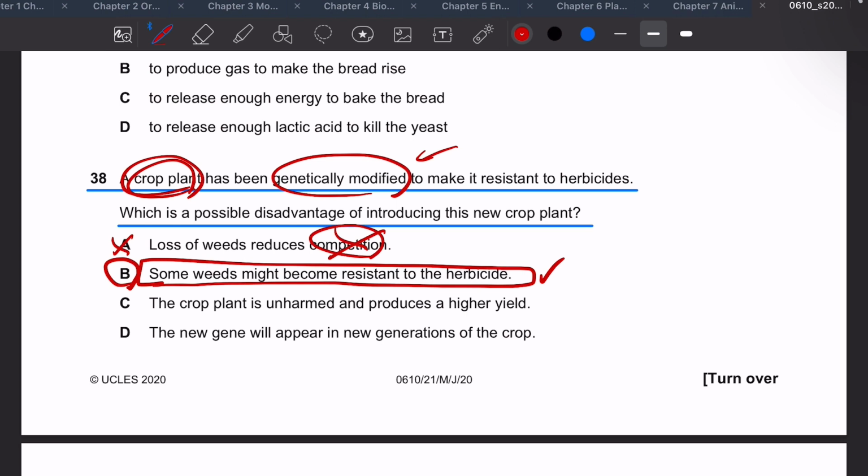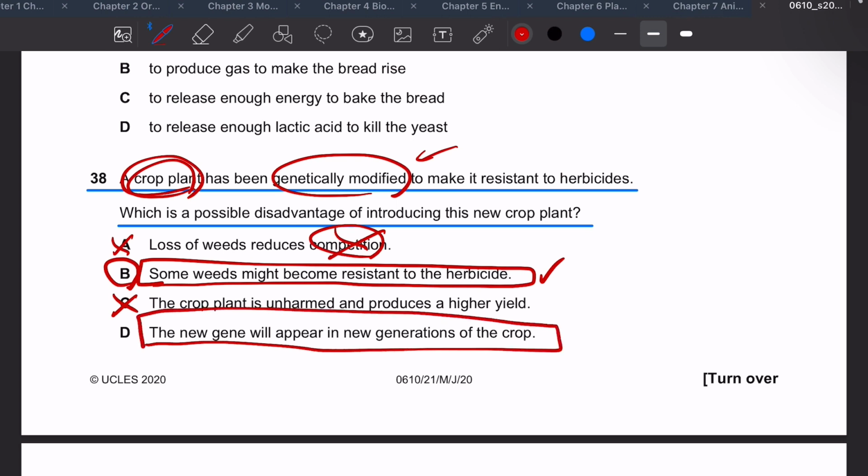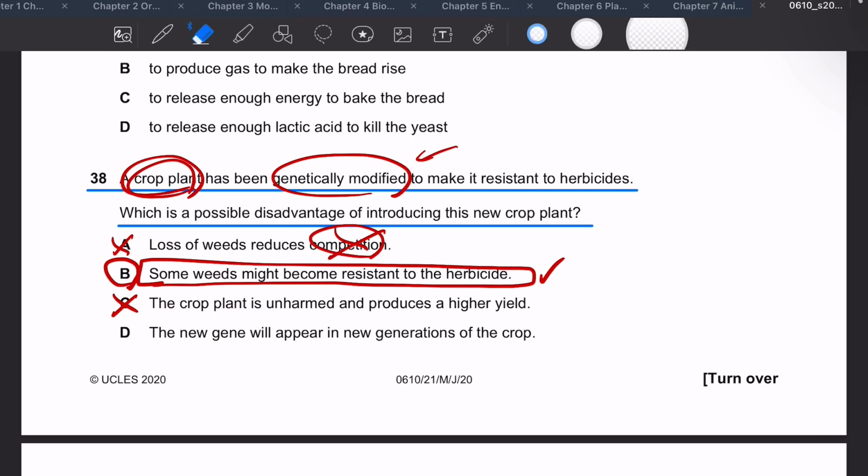Let's have a look at C. The crop plant is unharmed and produces a higher yield. This is a good thing, right? So it's not a disadvantage. So it can't be the answer. D. The new gene will appear in the new generations of the crop. So this is very vague. We're not sure whether this new gene can actually become a good thing or not. So we can't say that's the answer. Hence the right answer for this one is B.